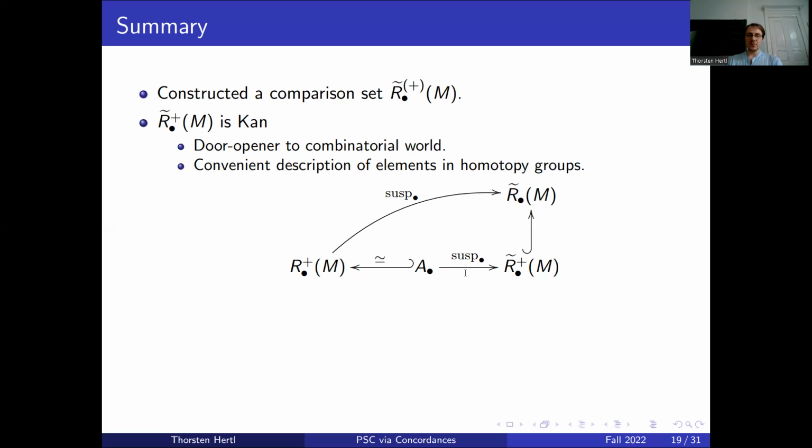And we also have seen the connection towards the original space. We have constructed a comparison map, the so-called suspension map, which we needed to restrict to actually land in the right target.